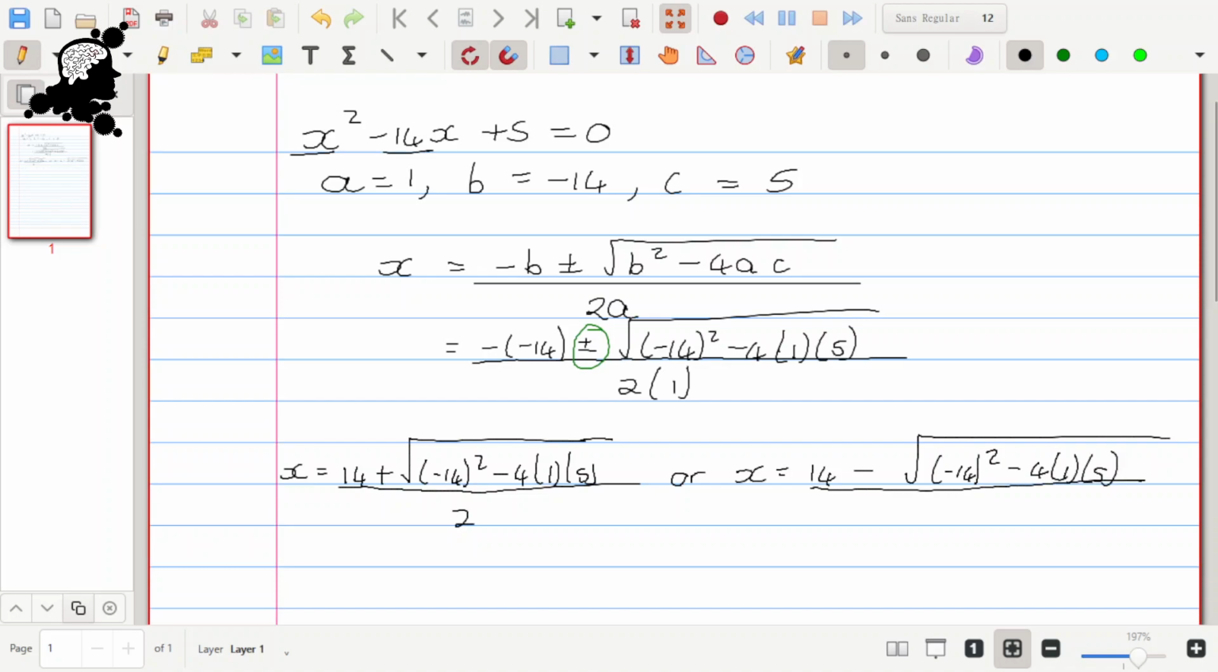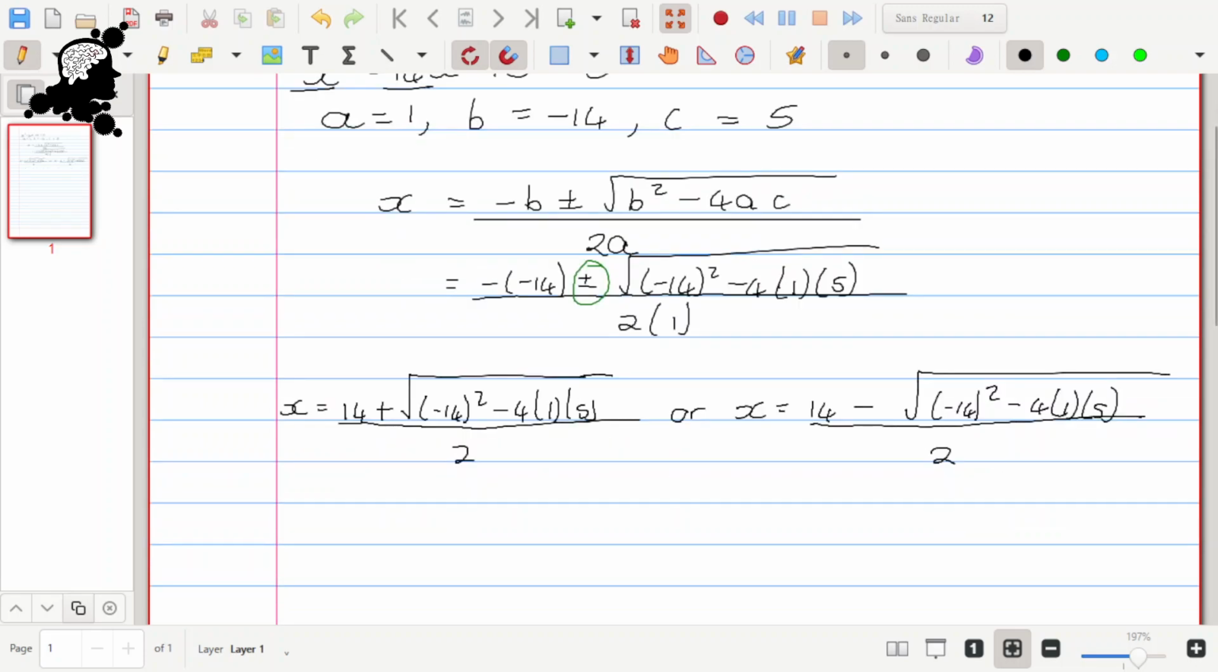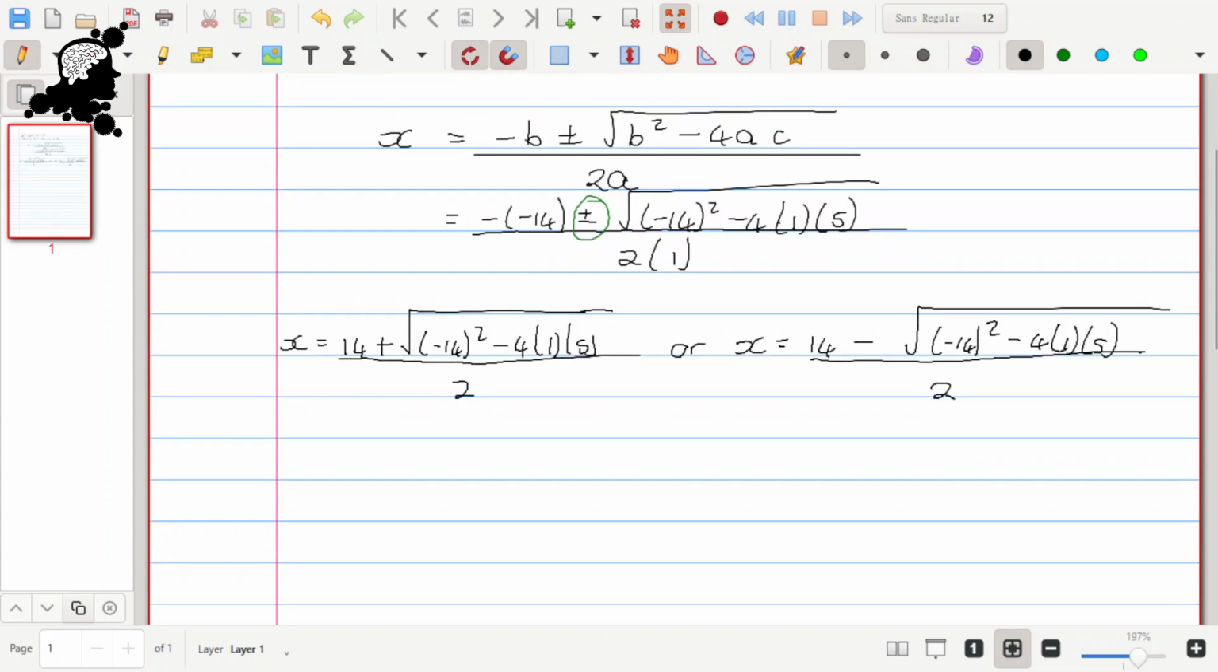all over 2. So notice, as we said, the plus or minus means that we need to separate our expression into two different values of x, because in a quadratic equation you can have two values of x. In most cases you will have two values of x. If you substitute this and type this into a calculator, you're going to get x is equal to 7 plus 2 square root of 11. You're also going to get x is equal to 7 minus 2 square root of 11.